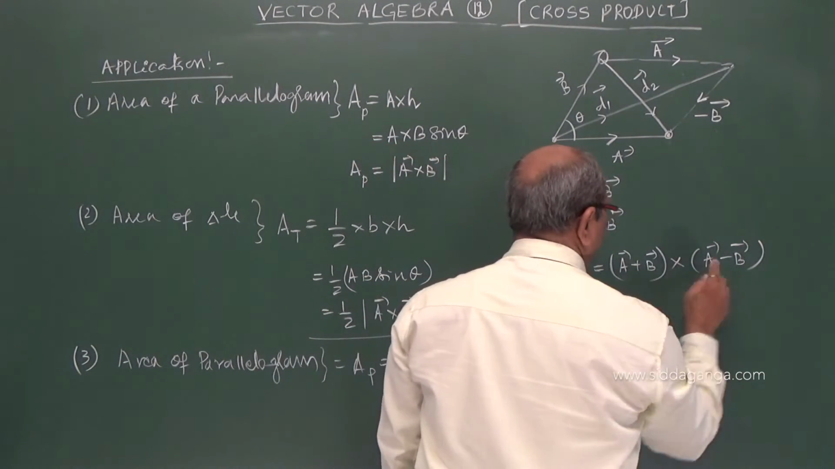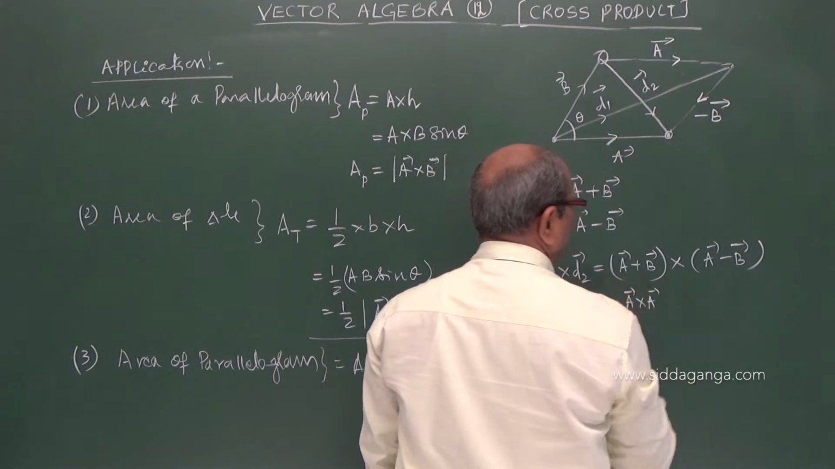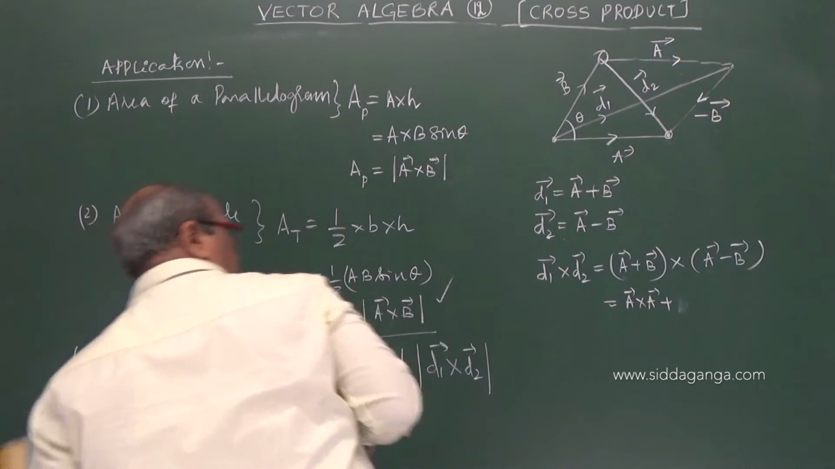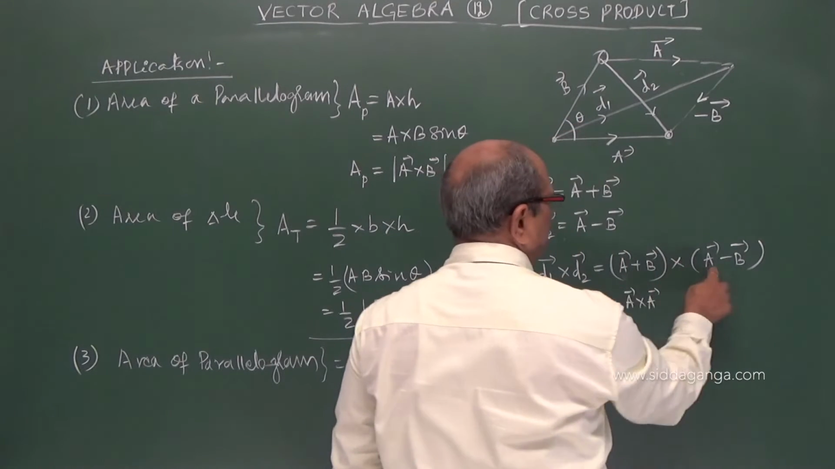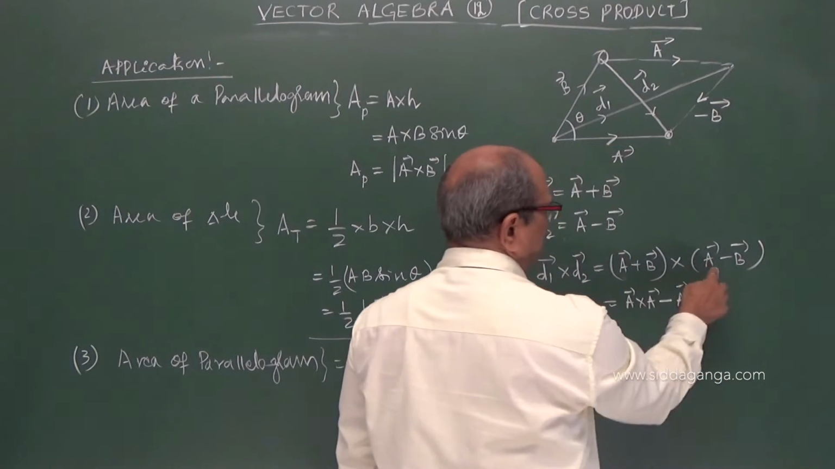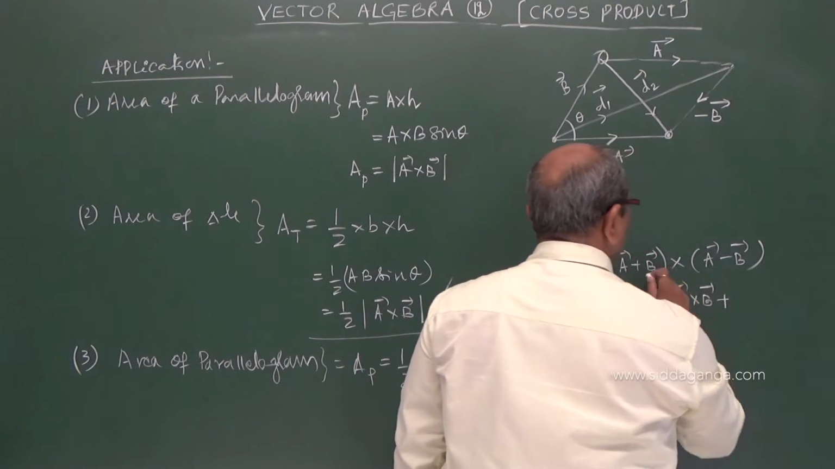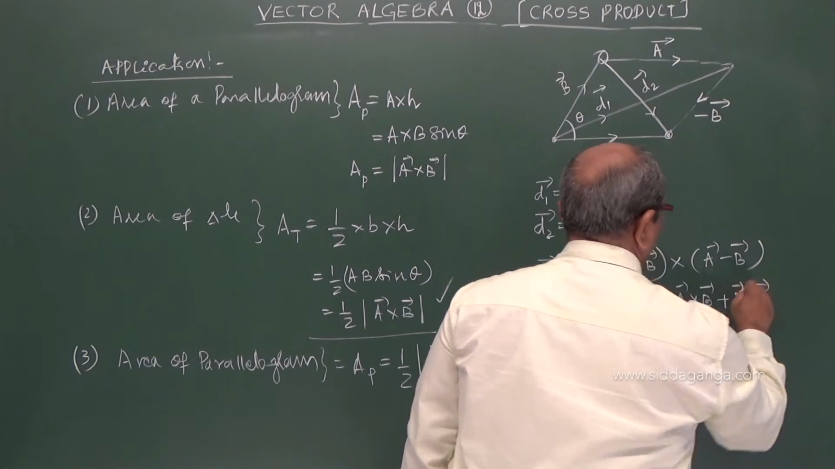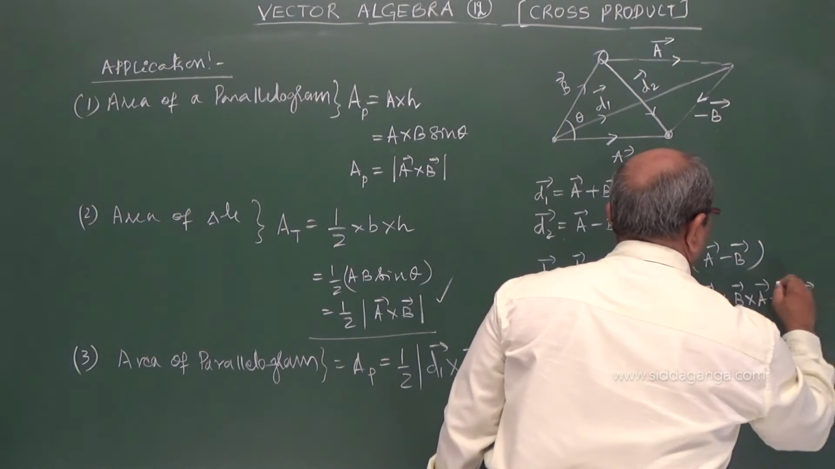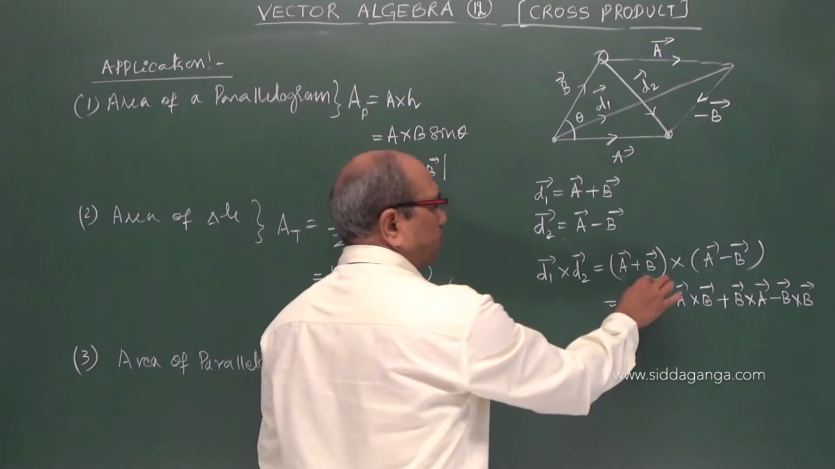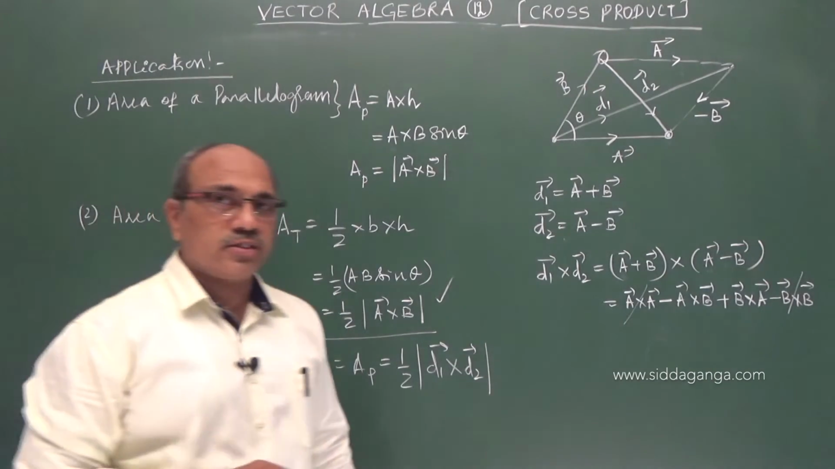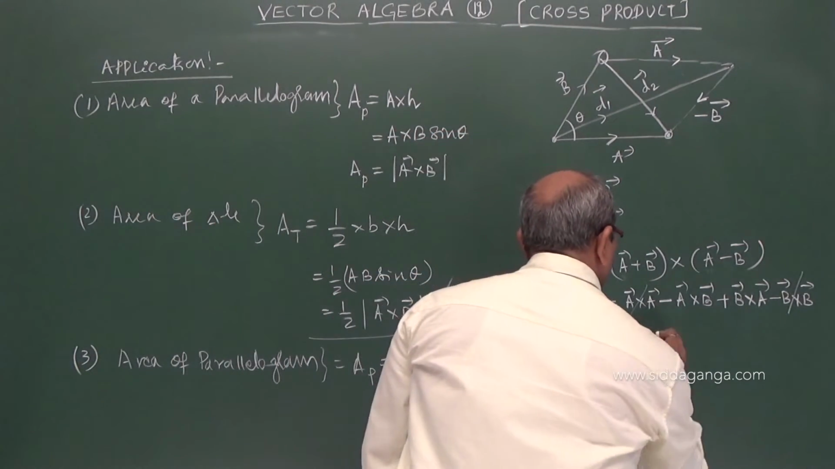So if I expand, a cross a minus a cross b, don't change the order, plus b cross a minus b cross b. You know, self cross product vanishes, self cross product is zero. So we are left with minus a cross b.